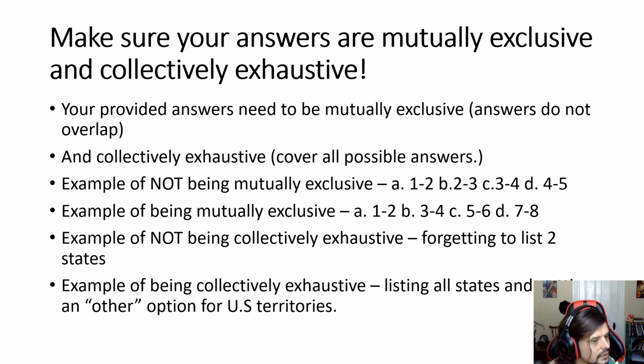An example of not being collectively exhaustive is forgetting to list two states. Being collectively exhaustive means you're including everything that's a possible answer. So let's say that you want to talk about states in the United States. You could list all 50 states and then put other for U.S. territories, right? Or you could just list U.S. territories separately too, as long as you include everything.